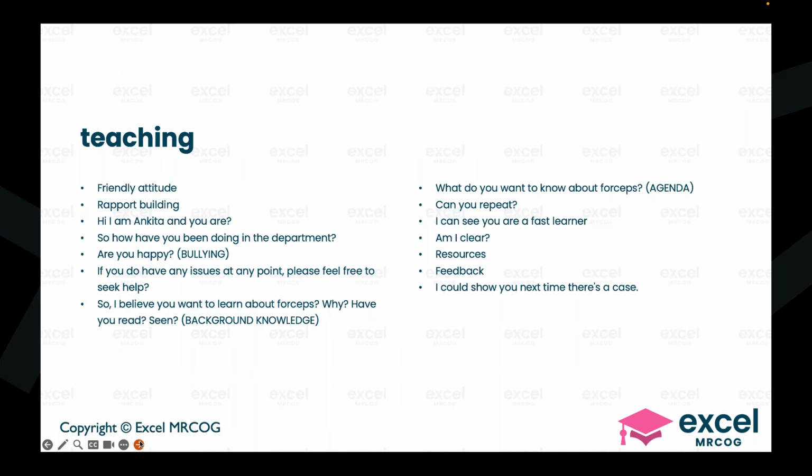Ask your colleague to repeat, then appreciate: I can see that you are a fast learner. Am I clear? Important. Check understanding, important. Give her resources, give her feedback, and ask for feedback on your session and say that I could show you next time how this is done. So things like that. It's important.